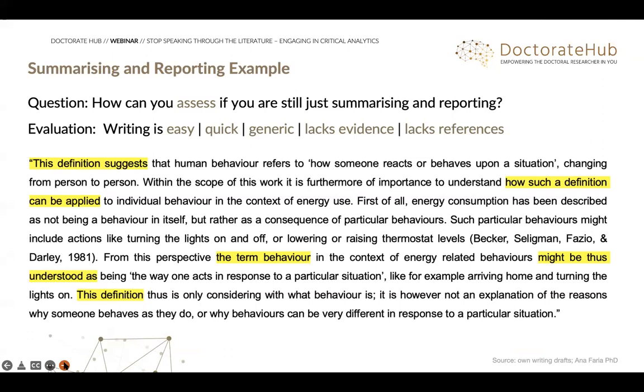So again, whenever you see that you work a lot over definitions, ask yourself why. Why do you need to define things here? You could say, yeah, because the concept is not clear. Right. But then establish the concept. This would be your work, and this would make you move from descriptive writing, summarizing, towards analytical writing. If you compare two or three literature sources and then establish how the term behavior in the context of energy-related behaviors might be understood, then this is moving you towards critical analytical writing.